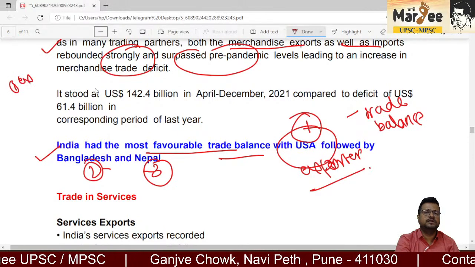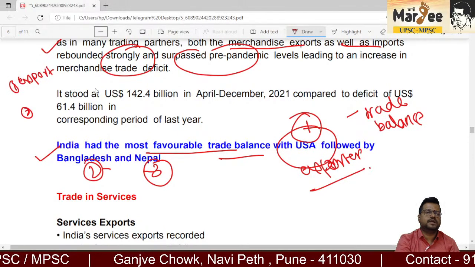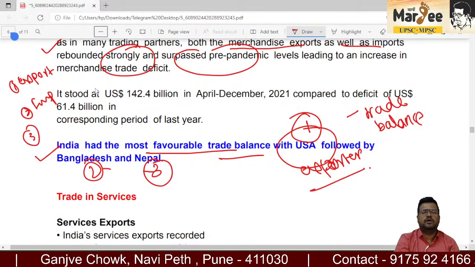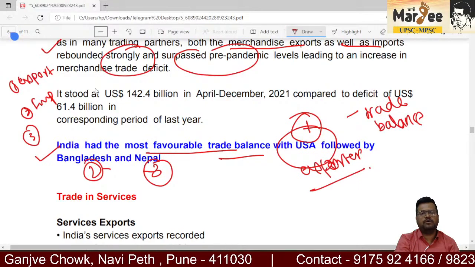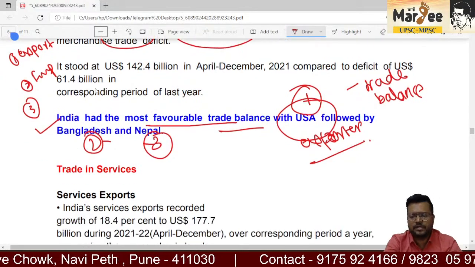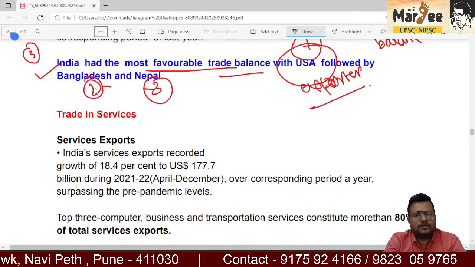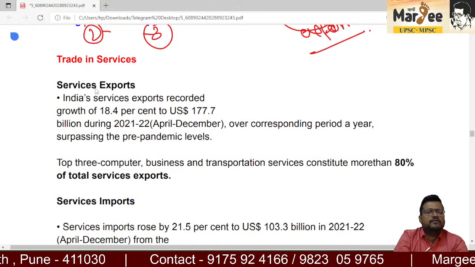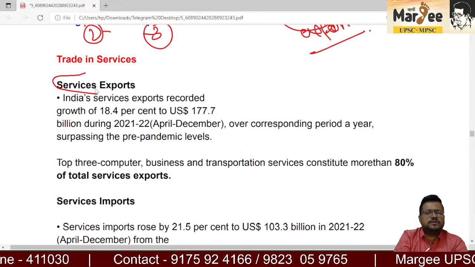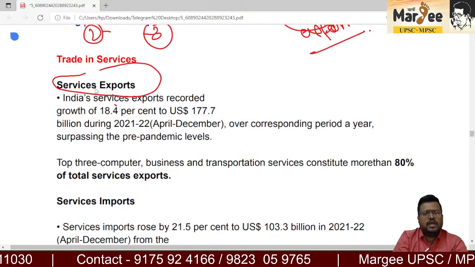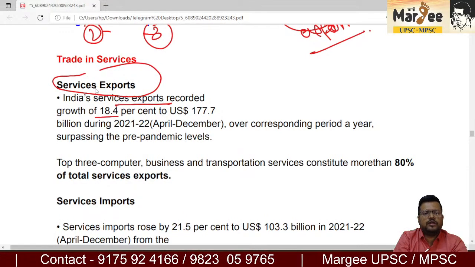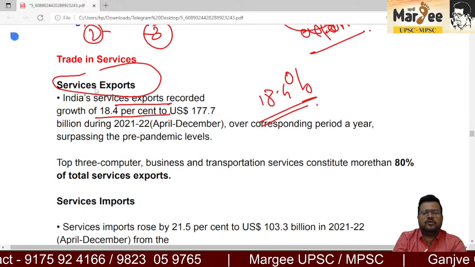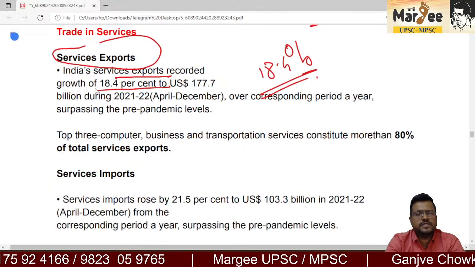One is top export destination, second is top import destination, third is with whom we have the most favorable trade balance. Then we will see what is the condition of trade in services. First in that is services export. India's services export also recorded a growth of 18.4%. We have witnessed 18.4% growth in India's services export.